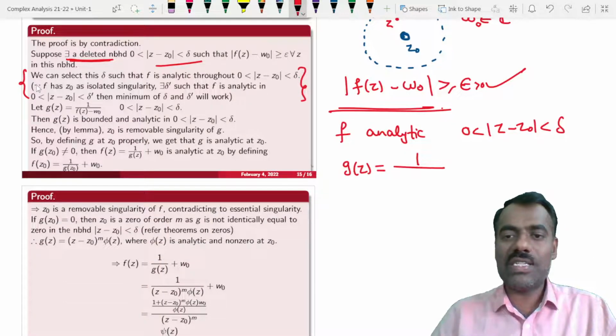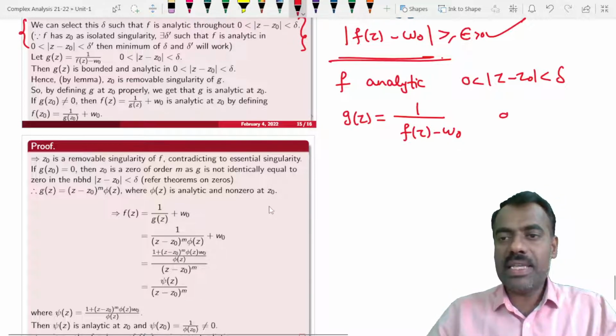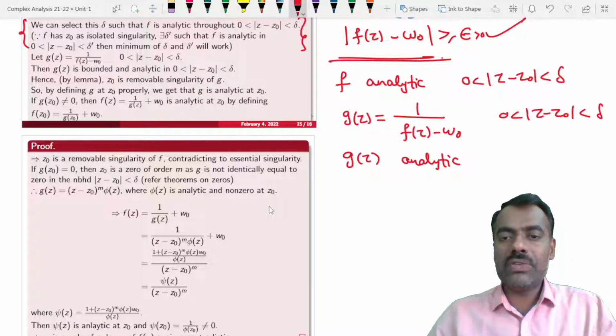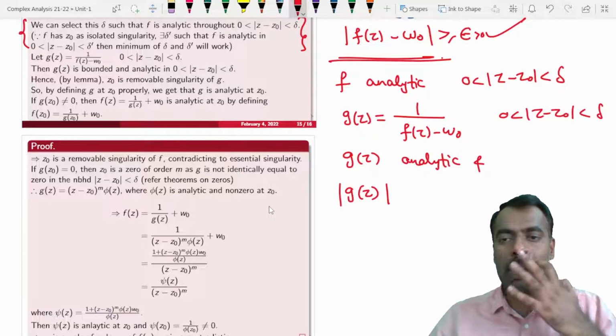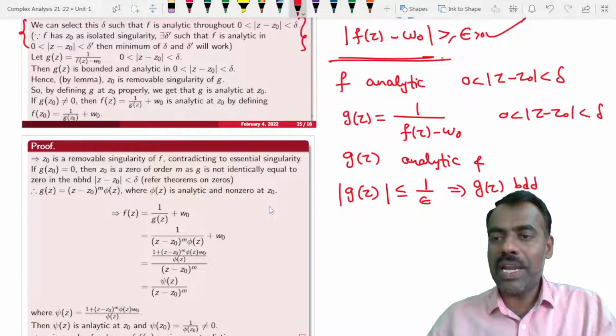So define g of z as 1 upon f of z minus w naught. If you define g of z as this in this neighborhood, then because f is analytic here and f minus w naught is non-zero here, g of z is also analytic here. And what can you say about mod g of z? It is equal to the modulus of this one, which is greater than or equal to epsilon, so this is less than or equal to 1 by epsilon. That shows that this g of z is bounded. So g of z is analytic and bounded in this neighborhood.